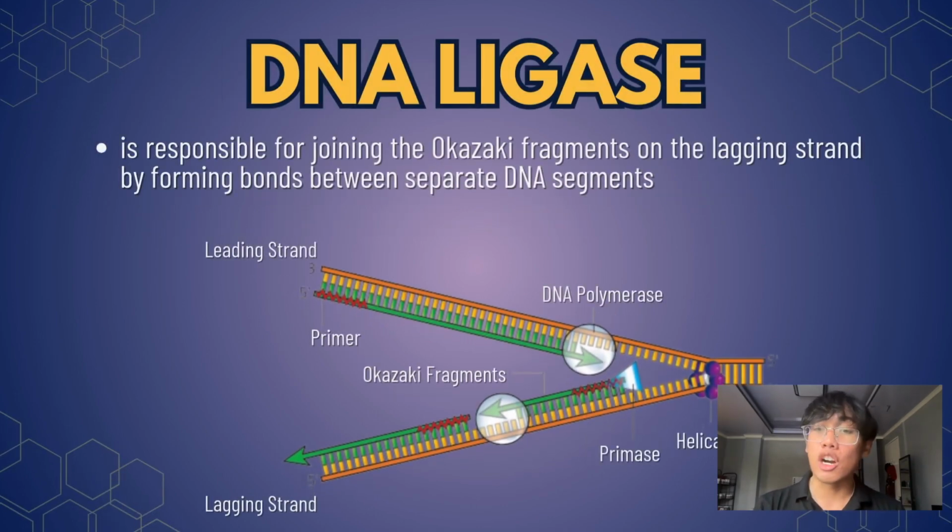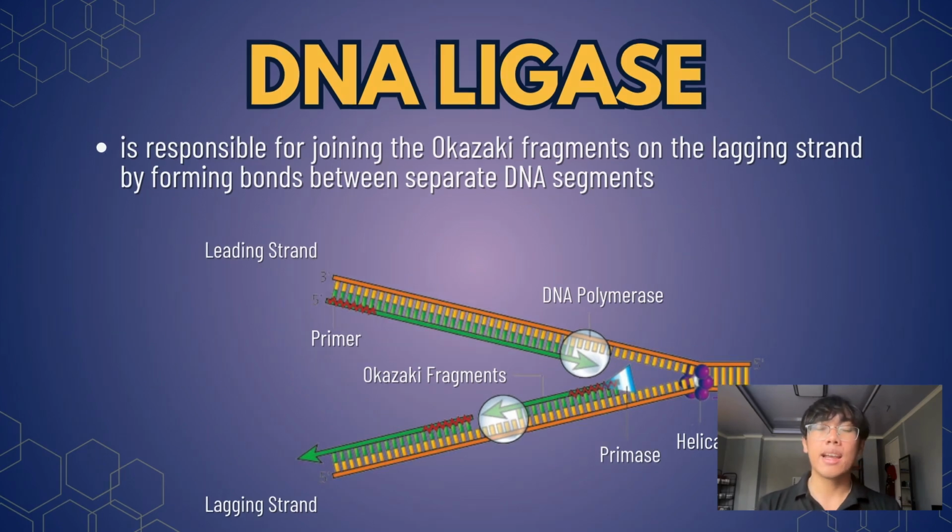Lastly, we have our sealer, the DNA ligase. DNA ligase is responsible for joining the Okazaki fragments on the lagging strand by forming what we call phosphodiester bonds between the 3' OH end of one nucleotide and the 5' phosphate end of the next. Without the ligase, these fragments would remain disconnected, making the DNA molecule unstable and unfit for proper cell function.